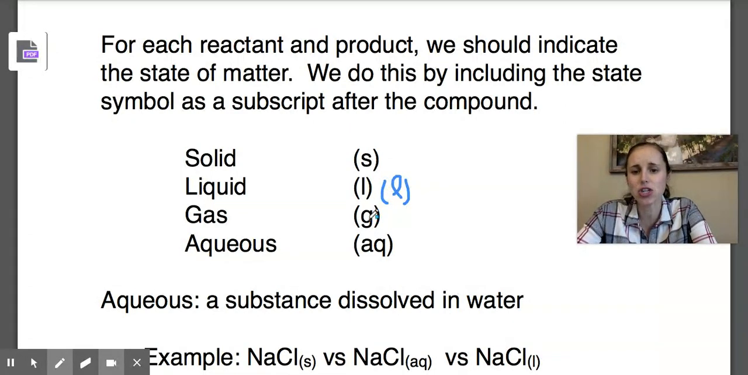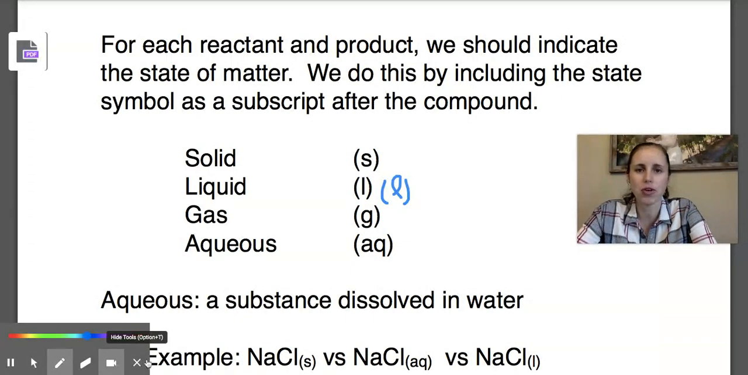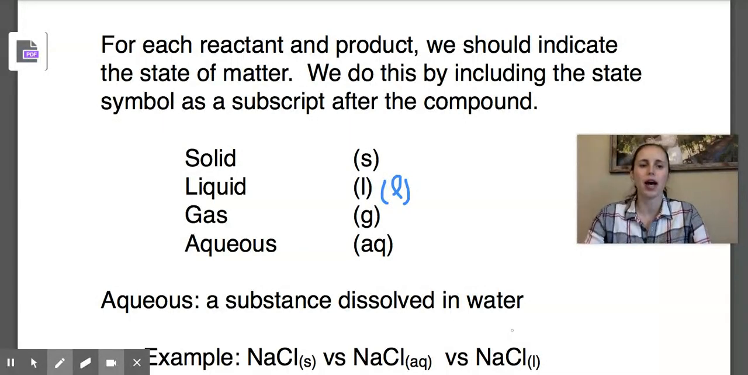A gas is a G, and then aqueous. Aqueous might be a new concept for you. So what aqueous means, the definition is down here. It means a substance that's dissolved in water. So if we have a solid that we then add water to, so for example, if you take a bunch of table salt and you dissolve it into water, that would be an example of an aqueous solution. Aqueous solutions are actually very common in chemistry, and we're going to have a whole lesson talking about aqueous solutions this unit.